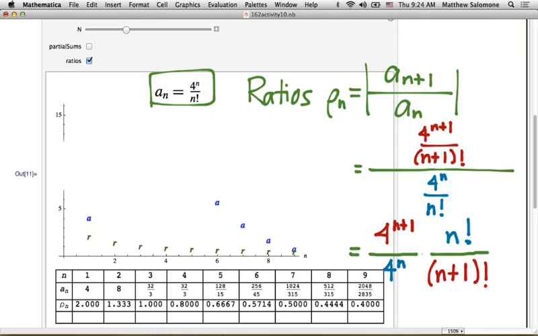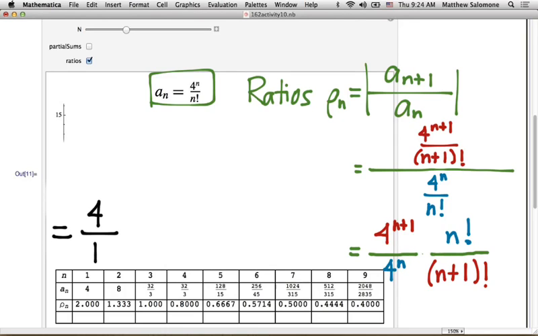Well, one of these factors is easy enough. We did an example like this a moment ago. How do we simplify 4 to the n plus 1 over 4 to the n? We end up with a 4 upstairs. There's one extra 4 upstairs than there is downstairs. So that first factor simplifies to just 4.